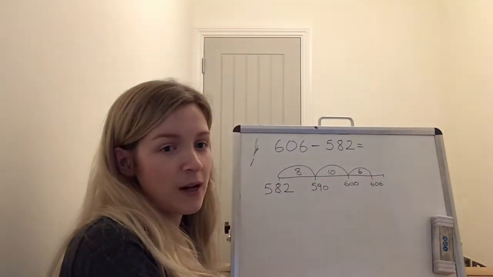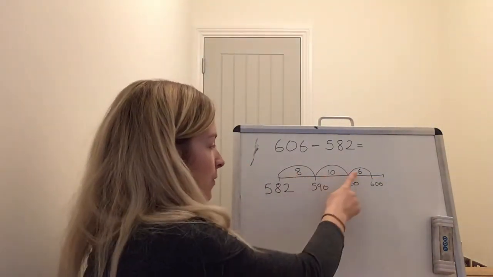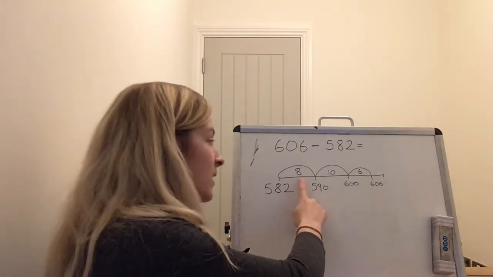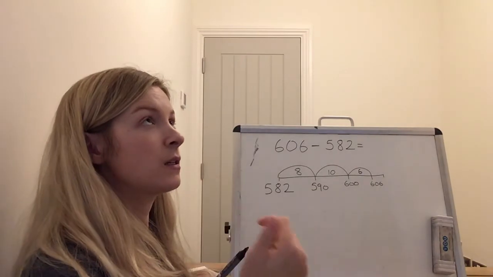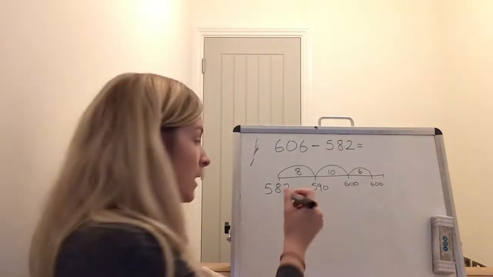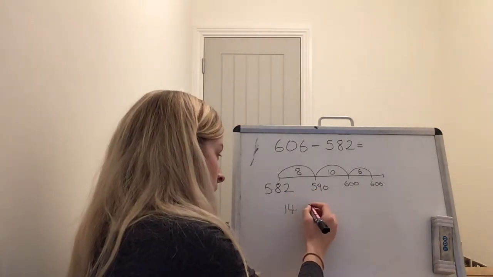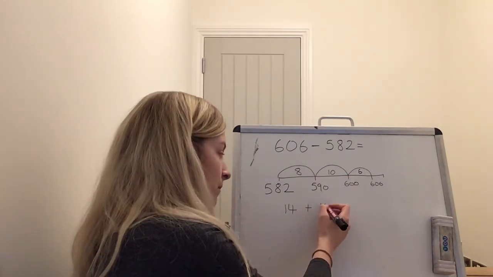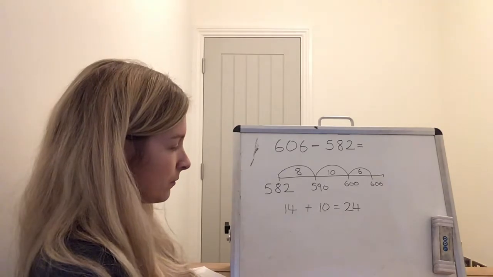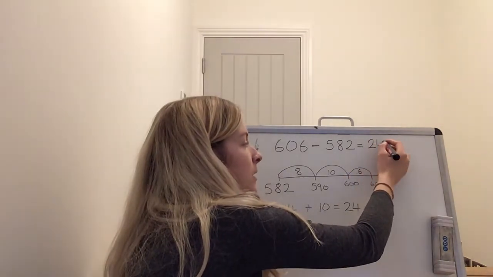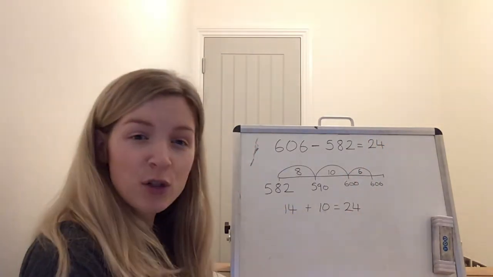All that's left to do now is add these up. So 8 add 6 is 8 in my head, 6 count on, 14. Add this 10, 24. So my answer is 24. Okay, quite a tricky one, that one.